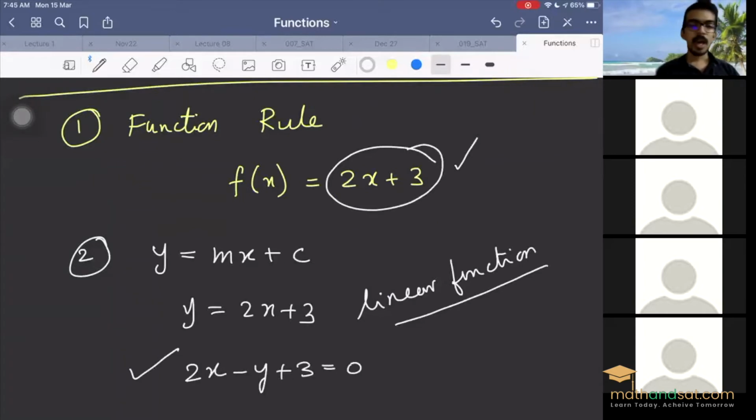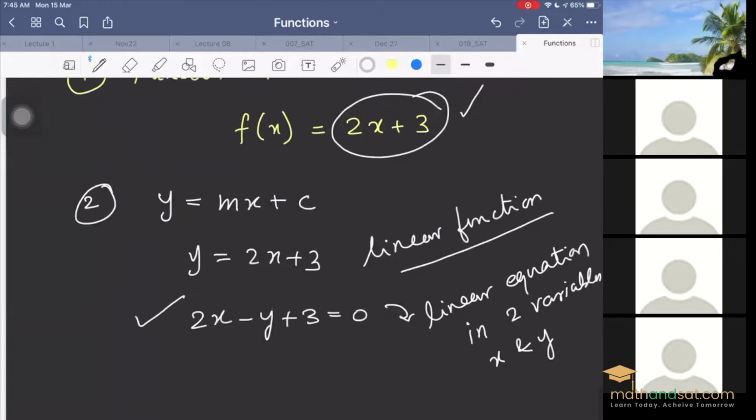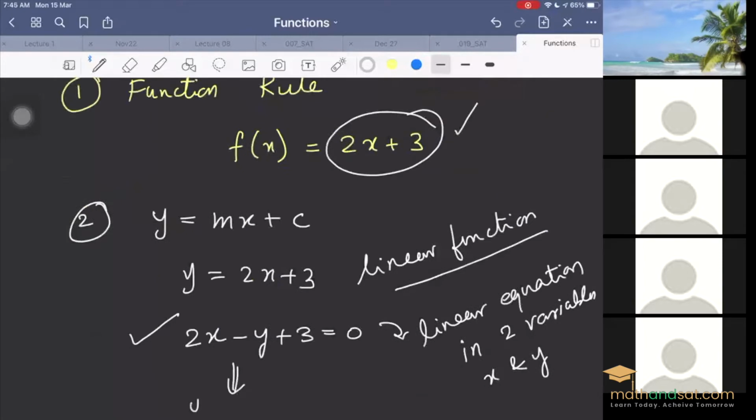So this is what we call a linear equation in two variables x and y. But it is understood that this actually represents the input-output relationship y is equal to 2x plus 3. So the first method is by looking at the function rule. You can say that a function is linear.